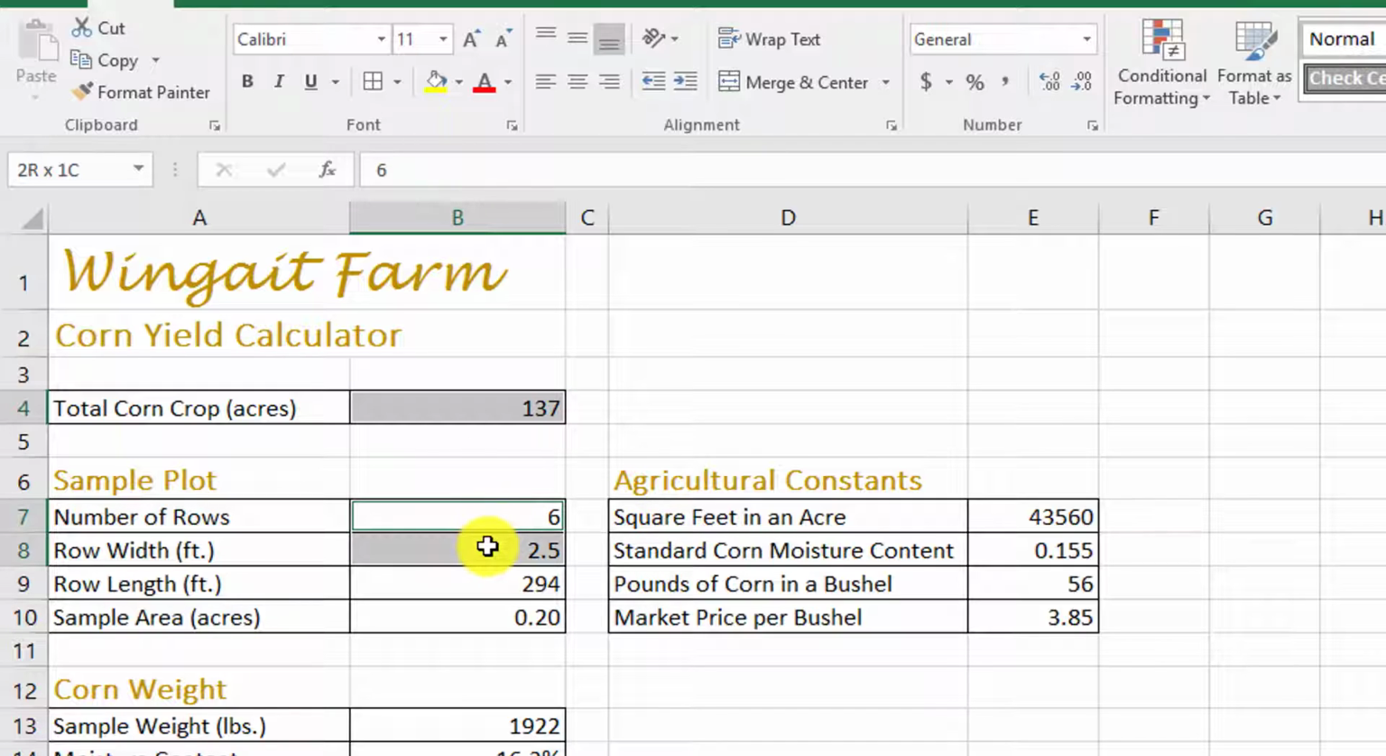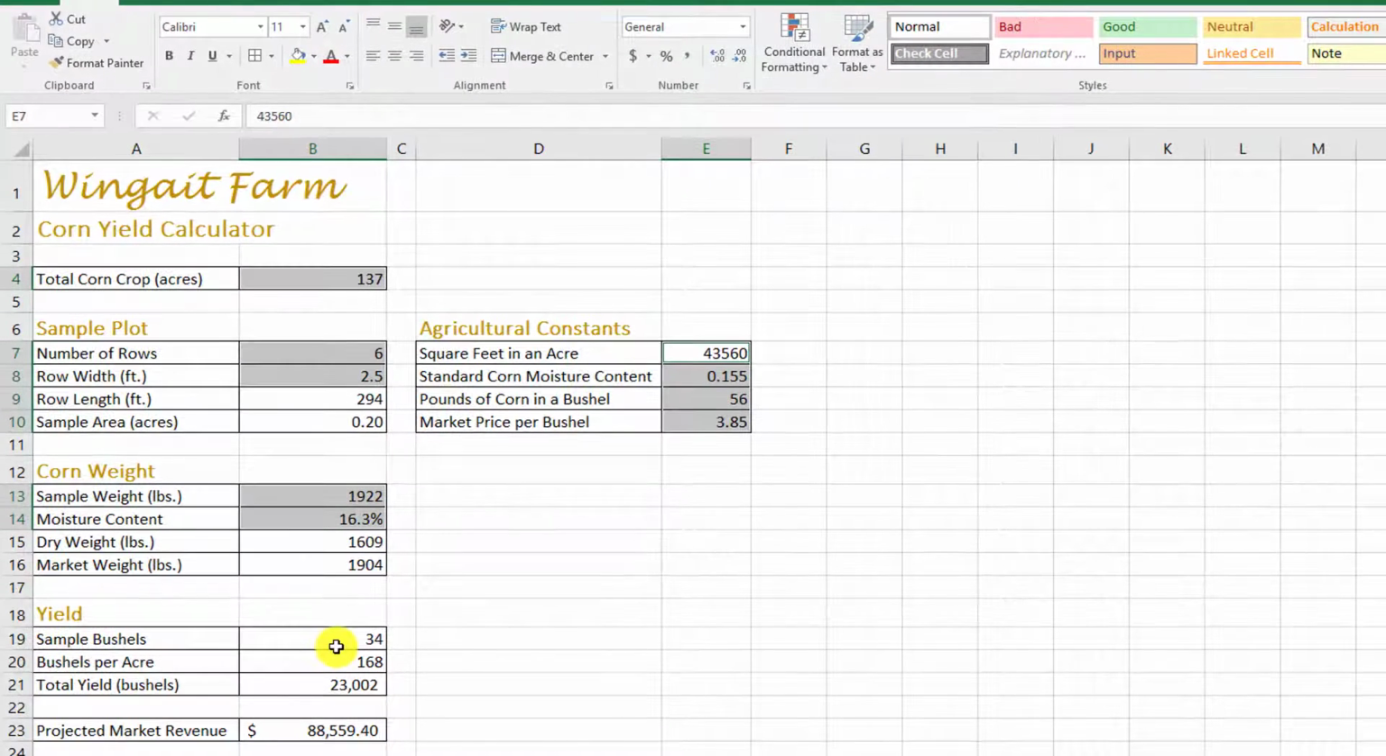So B7, B8, those are the numbers we put in. See how there's no formula? B7 to B8, B13 to B14, E7. All these were inputted numbers, even though these are constants. And that's it. Everything else was a calculated value.